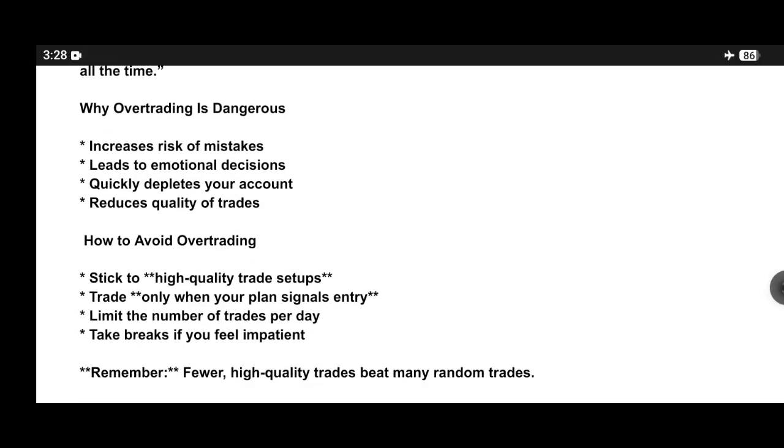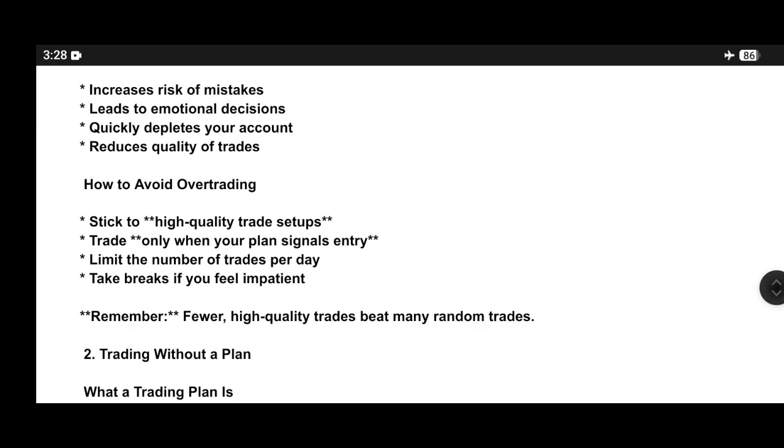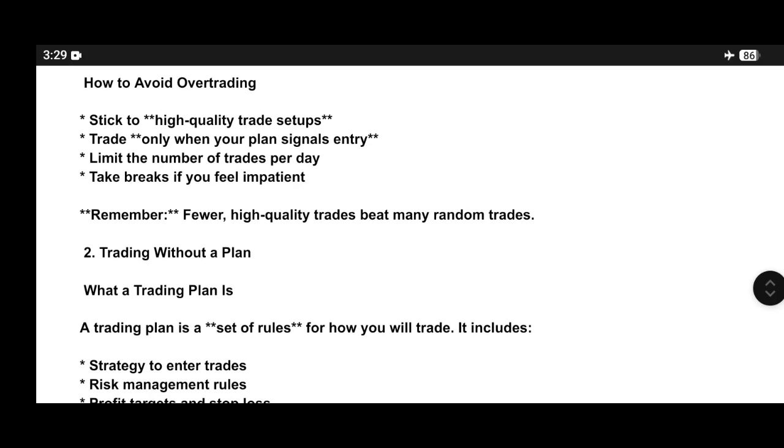One, stick to high quality trade setups. Number two, trade only when your plan signals entry. Number three, limit the number of trades you take per day. And number four, take a break if you feel impatient. Remember, fewer high quality trades beat many random trades. Are you getting me?